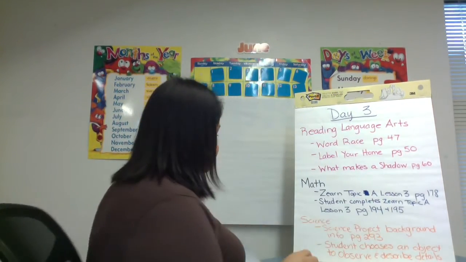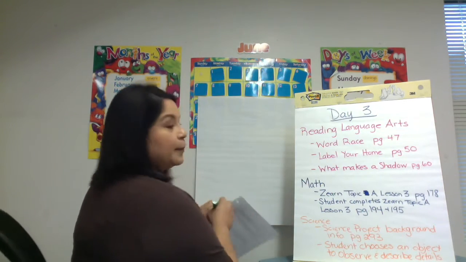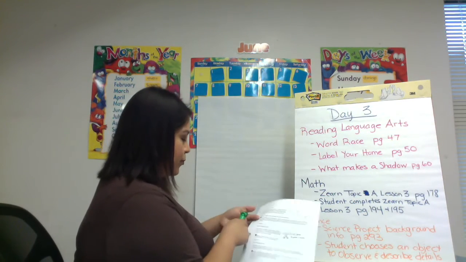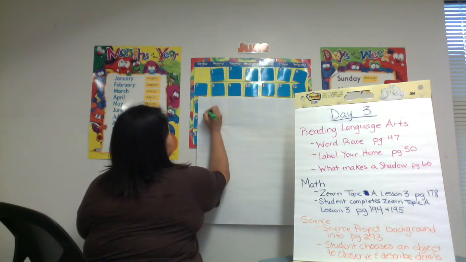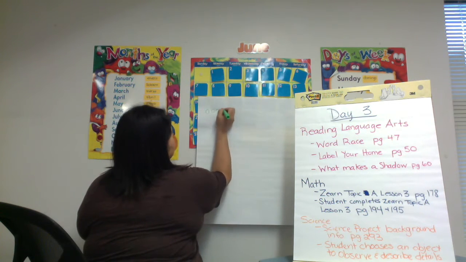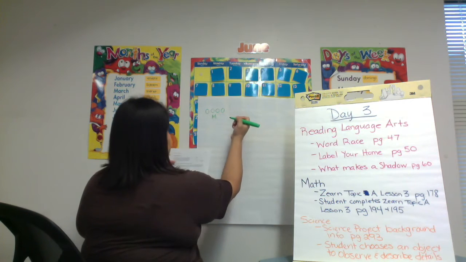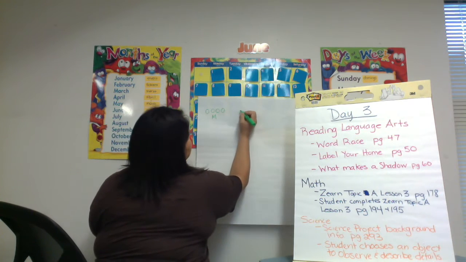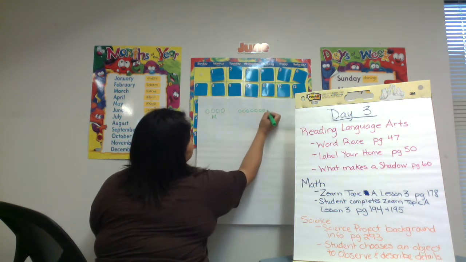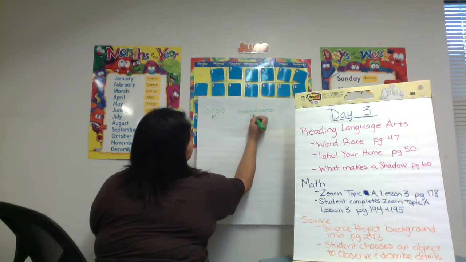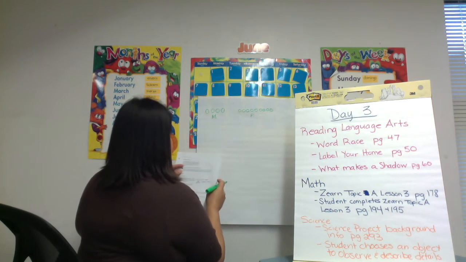Okay, so I'm going to work it out here. His mom gave him 4 pennies, and then I'm going to label, right? And his father gave him 9. 1, 2, 3, 4, 5, 6, 7, 8, 9. And it's an F for father.